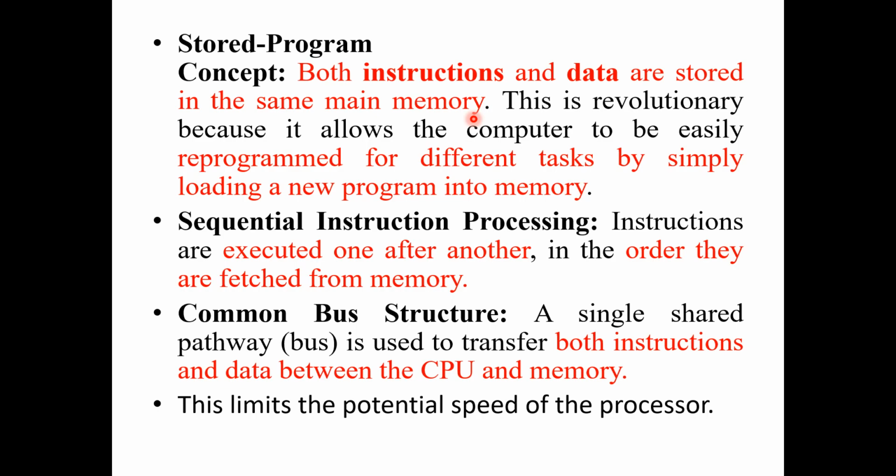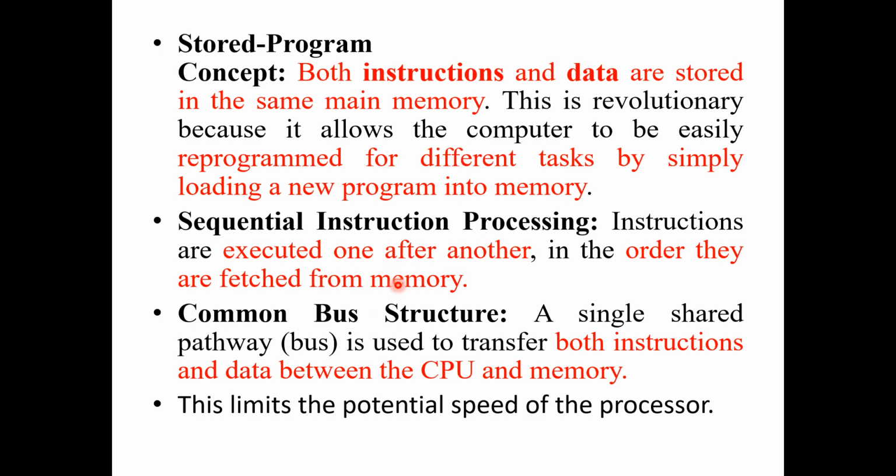So this is why we call it the Von Neumann architecture, because in a single memory itself we can write instructions and data. So for doing different tasks, it is easy to write a new program into the memory. And then sequential instruction processing: here, instructions are executed one after another. This process is done by using a program counter. In this order, we execute our code, in the order fetched from memory. There is no collapse.